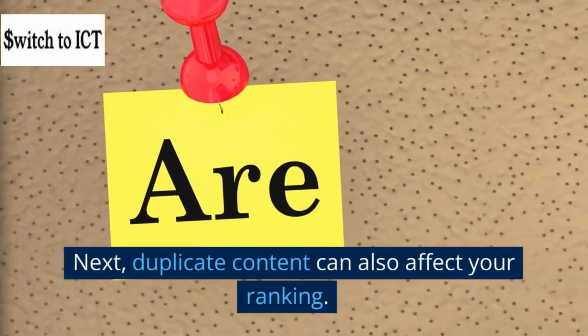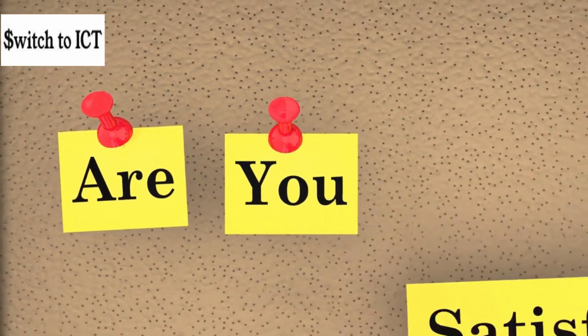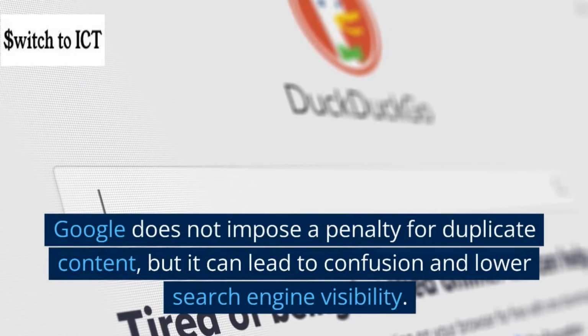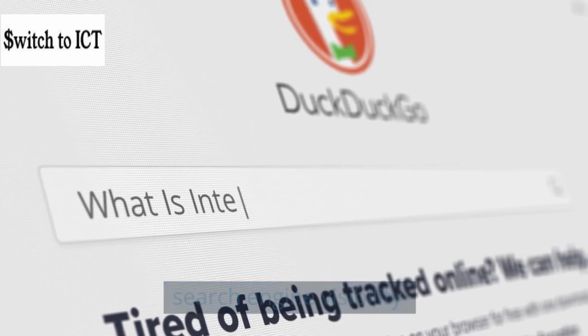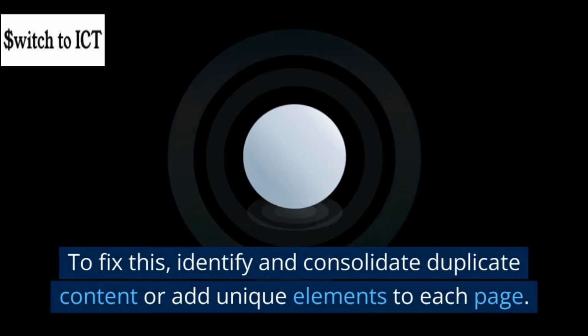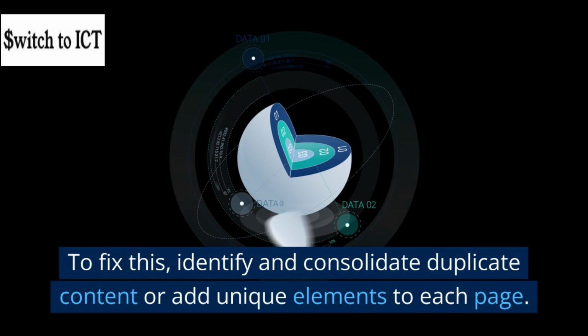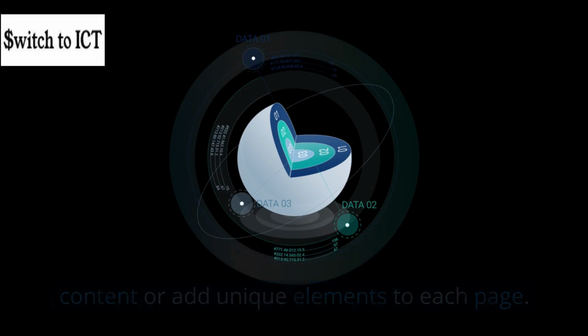Next, duplicate content can also affect your ranking. Google does not impose a penalty for duplicate content, but it can lead to confusion and lower search engine visibility. To fix this, identify and consolidate duplicate content or add unique elements to each page.